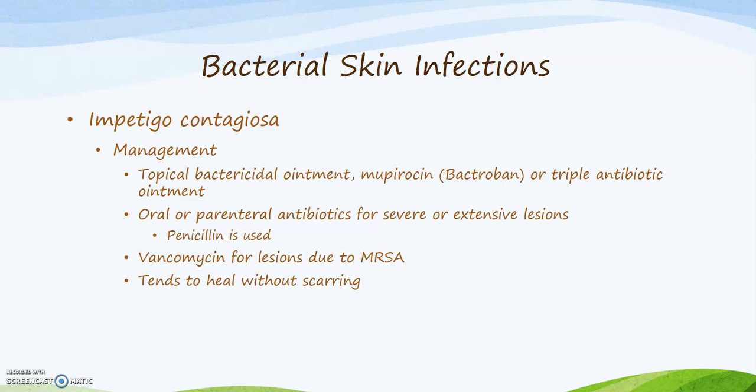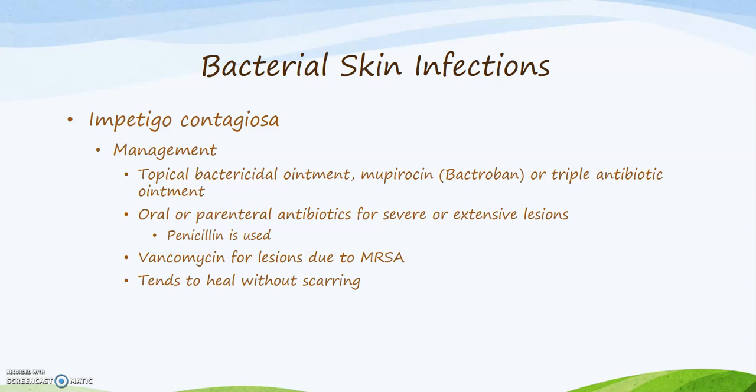And if the lesions are related to MRSA, then the child may be prescribed vancomycin and have a little stay in the hospital. But usually they can be treated orally with penicillin and with topical mupirocin or Bactroban applied. Bactroban is not in the pharmacology textbook, so you may have to utilize your other sources to freshen up on Bactroban.